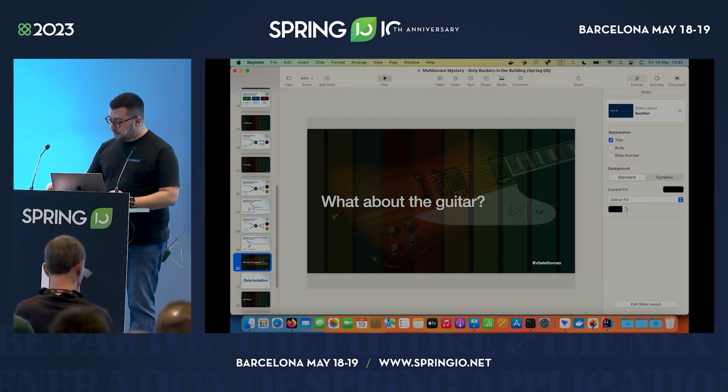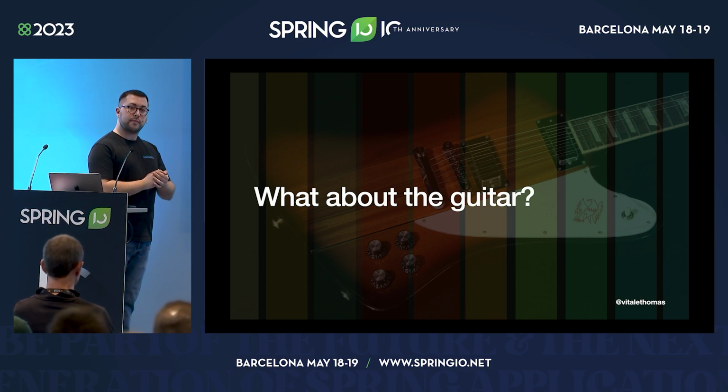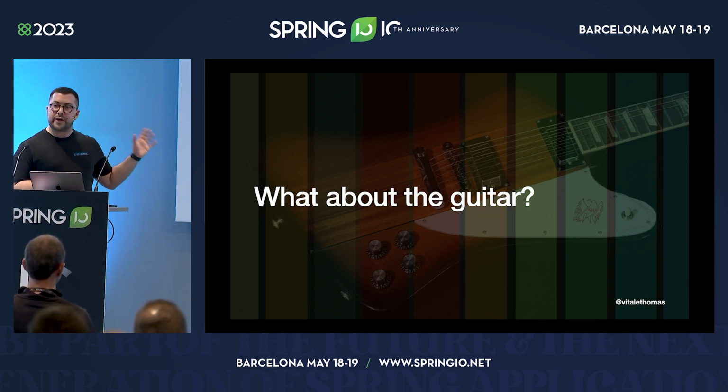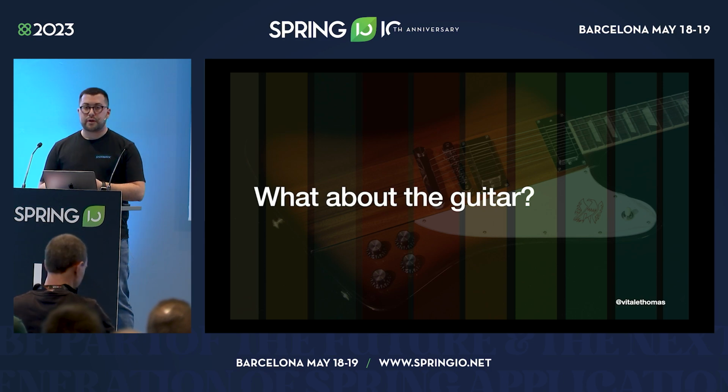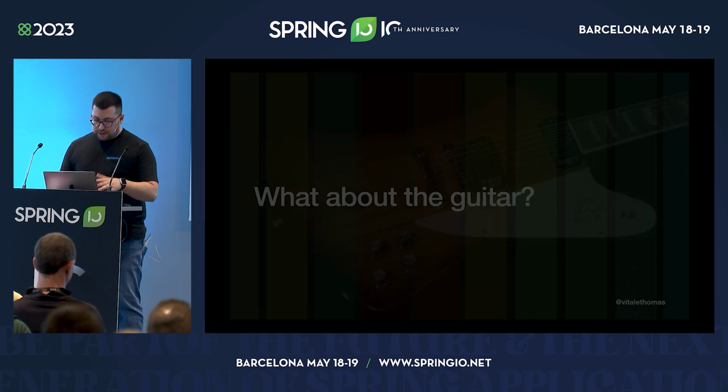But there's one more thing that is missing, right? What about the guitar? The Dukes band reported that the guitar was missing, and they are accusing the Beans band. So what's going on there? Let's see what the problem is.